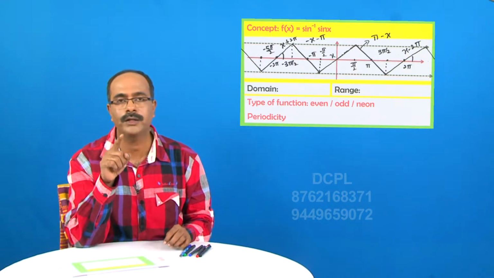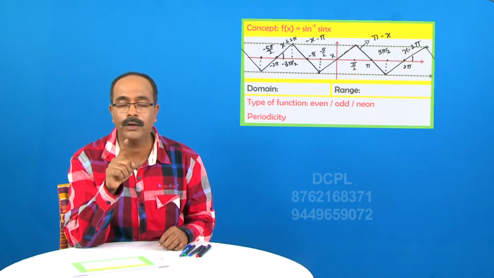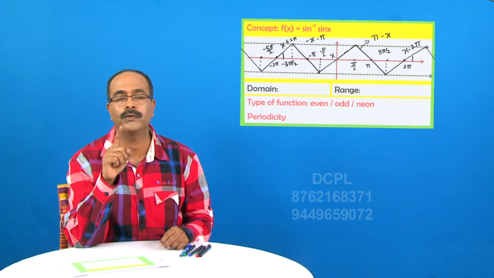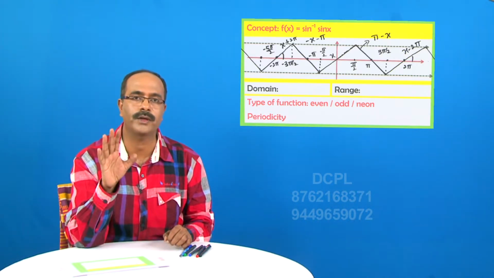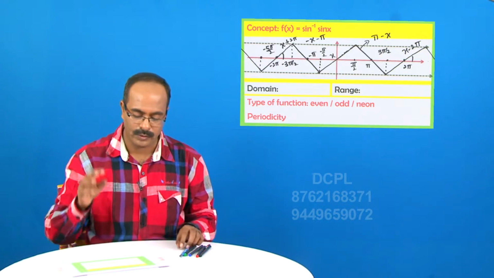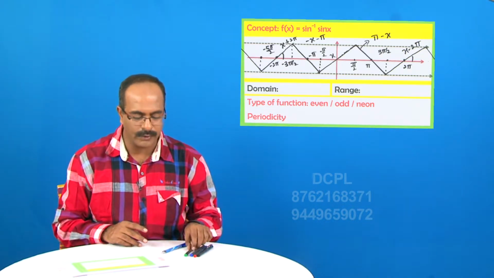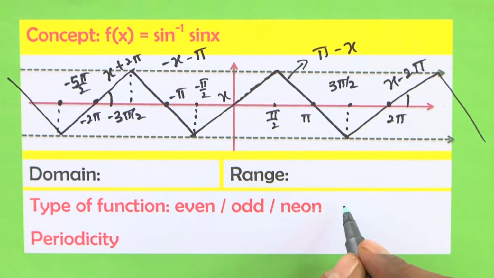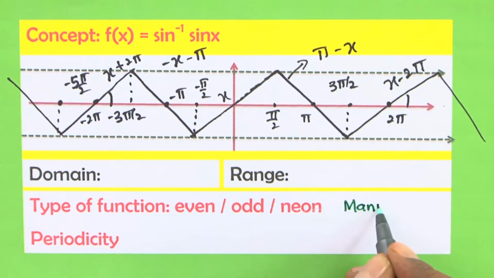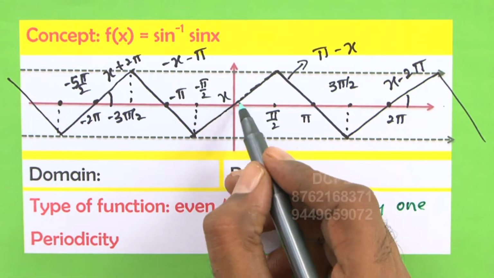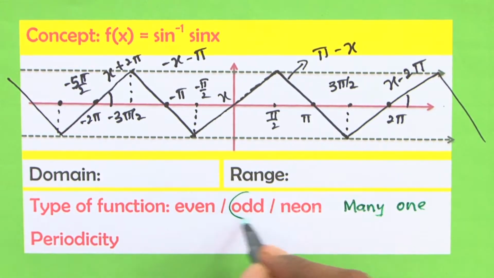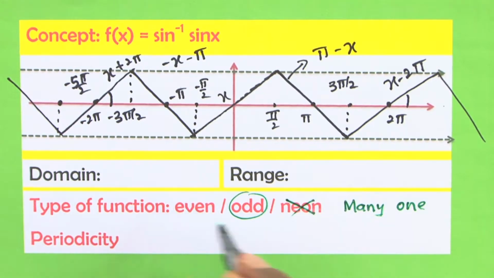Is it a one-one function or many-one function? A line drawn parallel to the x-axis meets the graph at more than one point, therefore definitely it should be a many-one function. No doubt about it. So, it is definitely a many-one function, right? And no doubt anybody can say it is an odd function. It is neither even nor... it is not an even function, it is an odd function.